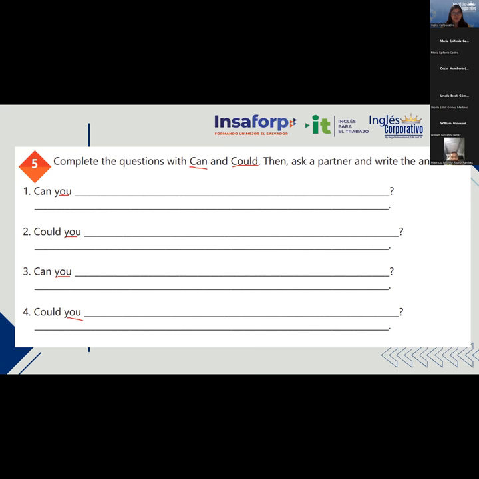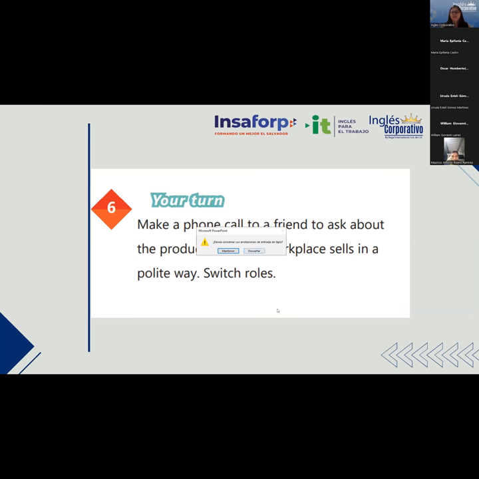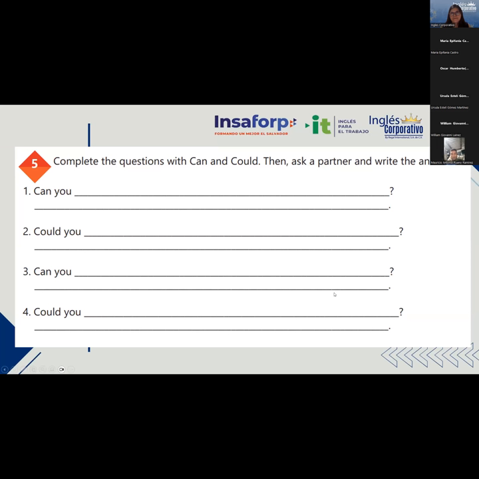Let me show you here. So check. So you see? Make a phone call to a friend to ask about the products that his workplace sells. Using could, right? Because could is the one that helps you be polite. So first complete the questions we just saw before. First we make the questions, and then you make up the conversation. ¿De acuerdo? No questions? Okay.